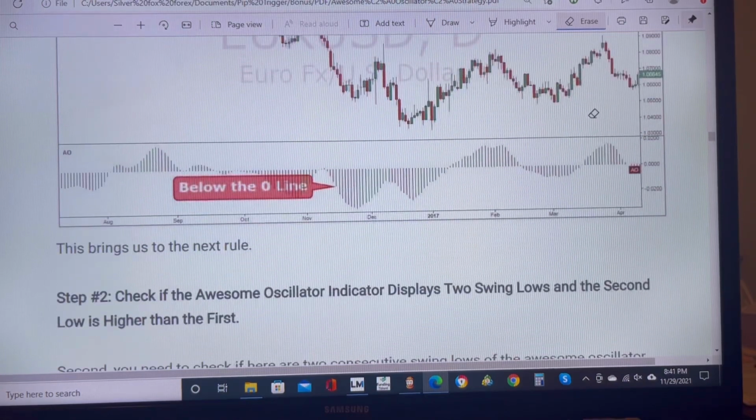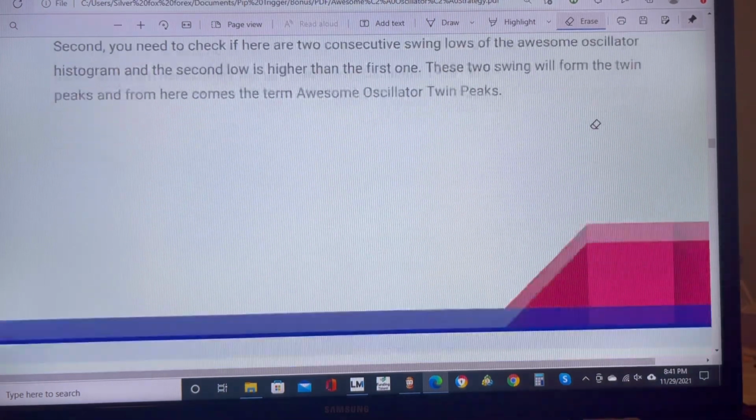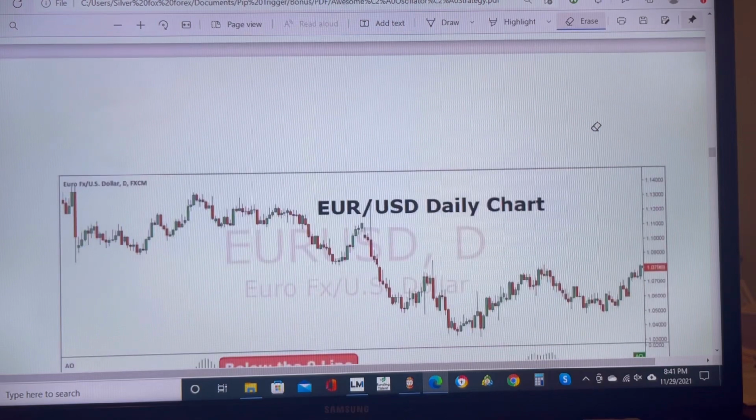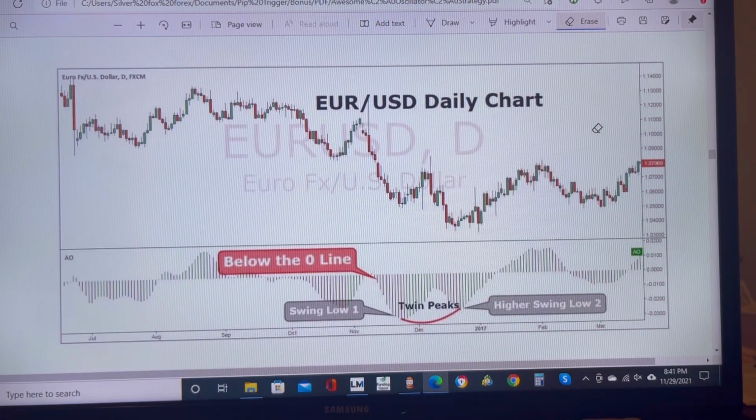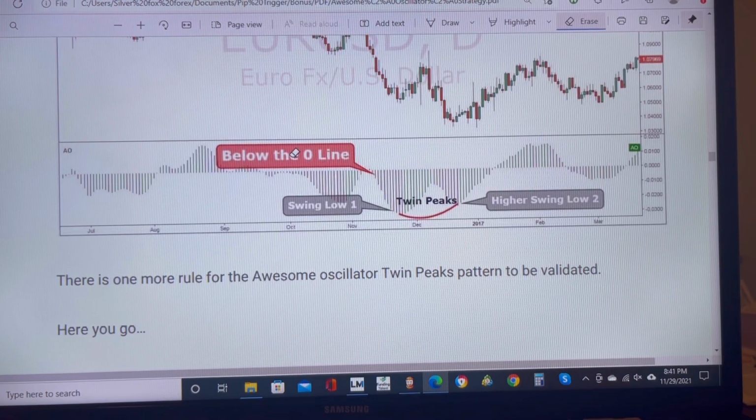Over here, like I said, is one of the books I got from Nelson. This just shows you how to use the Awesome Oscillator to trade with if you don't use any other indicators. What the zero line is, when to buy and when to sell. Twin peaks, swing low 1, higher swing low 2, so it shows you it's getting ready to work its way back up. And that's exactly what it did in the diagram.